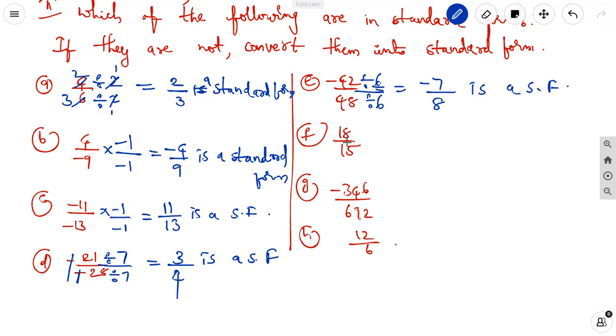18 and 15. These two numbers come in the 3 table. So 3 is a common factor of 18 and 15. So we should divide by 3. 3 sixes are 18, 3 fives are 15. So it is a standard form. Why? Because 5 is a prime number in this, here 7 is a prime number. If any one of the numbers is a prime number, it's clearly standard form. And check whether the denominator is positive or negative. It's clearly positive. No worries.